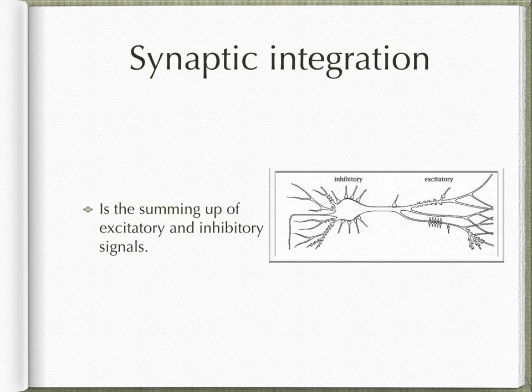Synaptic integration is the summing up of excitatory and inhibitory signals. If a neuron receives many excitatory signals, the neuron's axon will most likely transmit a nerve impulse. But if a neuron receives both signals, the summing of these signals could prevent the neuron from firing.